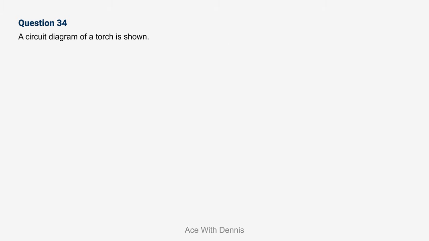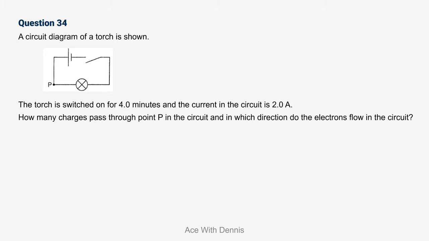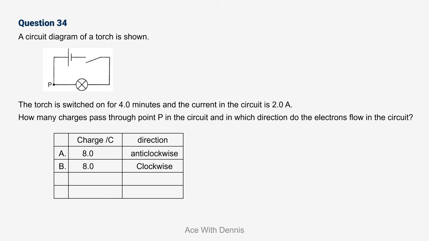Question 34. A circuit diagram of a torch is shown. The torch is switched on for 4.0 minutes and the current in the circuit is 2.0 amperes. How much charge passes through point P in the circuit, and in which direction do the electrons flow in the circuit? Here are a few options for charge and the direction. A. 8.0, anticlockwise. B. 8.0, clockwise. C. 480, anticlockwise. D. 480, clockwise. The answer is D. 480 clockwise.